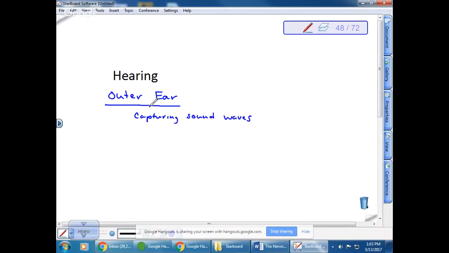So then they move it down the auditory canal. This channels the sound waves to the tympanic membrane. This is the same thing as your eardrum. I'm going to show you a video in a minute, but this eardrum will vibrate in response to the sound waves. So it's taken sound waves and turned them into mechanical energy. So the vibration goes into the tympanic membrane.